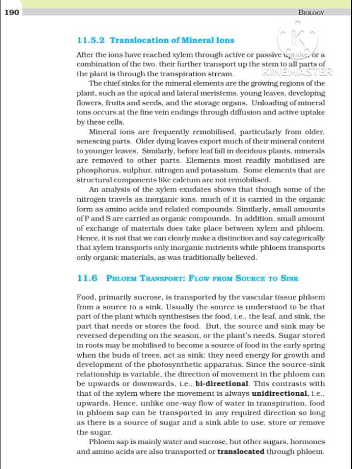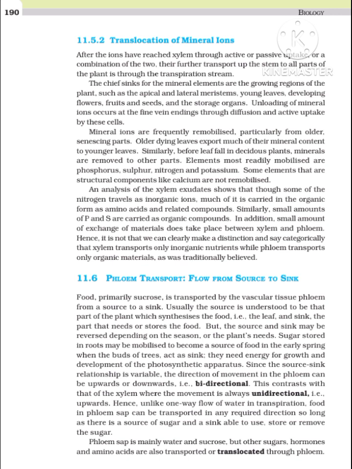Mineral ions are frequently remobilized, particularly from older, senescing parts. Older dying leaves export much of their mineral content to younger leaves. Similarly, before leaf fall in deciduous plants, minerals are removed to other parts. Elements most readily mobilized are phosphorus, sulfur, nitrogen, and potassium. Some elements that are structural components like calcium are not remobilized.